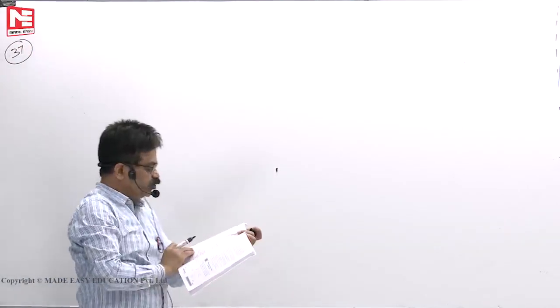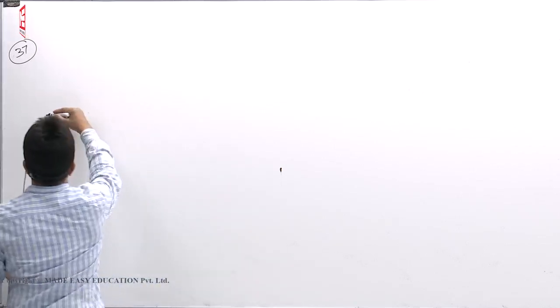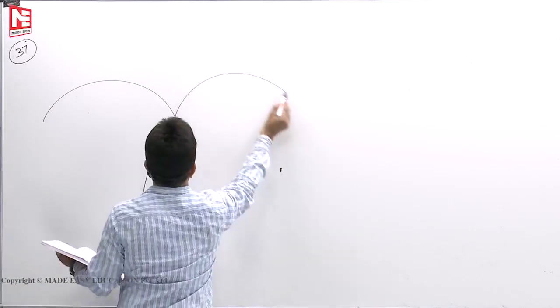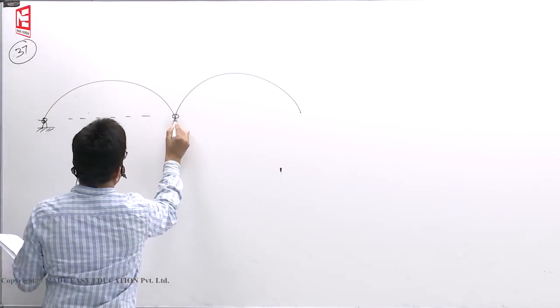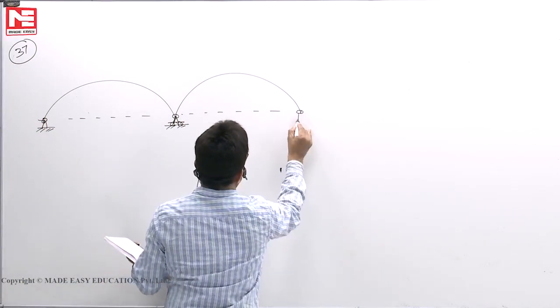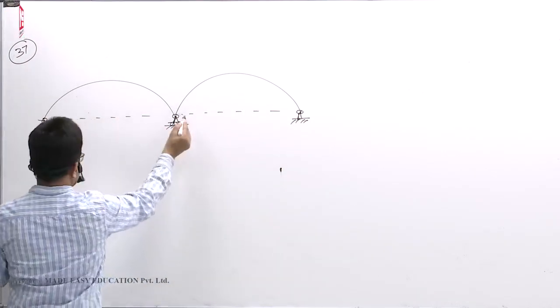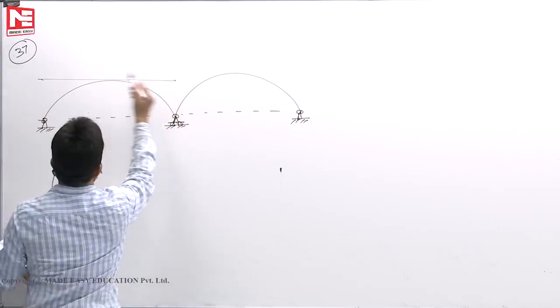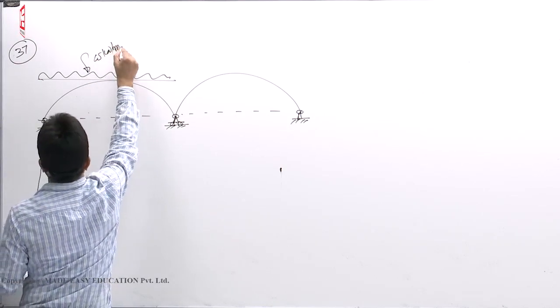Now, let us see question number 37. Two identical parabolic arches have their outer ends hinged with inner ends. Like this is given. And here there is a hinge support. That means no reaction can develop here. These are two hinged arches connected by a common roller, subjected to UDL like this. So, small w kilonewtons per meter.